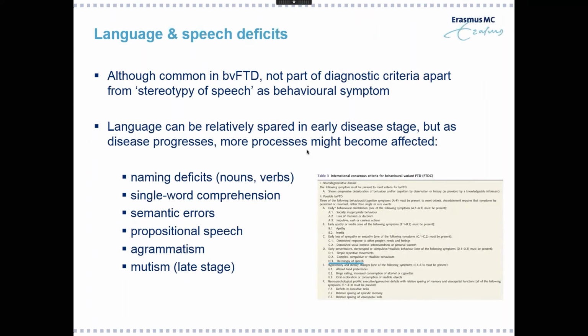Language and speech deficits are not part of the current diagnostic criteria for behavioral variant FTD, apart from stereotypy of speech, which is considered to be a behavioral symptom. Stereotypical speech can include single words, phrases, or entire themes or stories that the patient repeats despite their lack of communicative value. And as the disease progresses, more and more language and speech deficits become apparent, including naming deficits, for instance, of nouns and verbs, and single word comprehension deficits. Patients tend to make semantic errors and have less propositional or intentional speech, and they develop problems with grammar. And in late stages, most patients become mute.